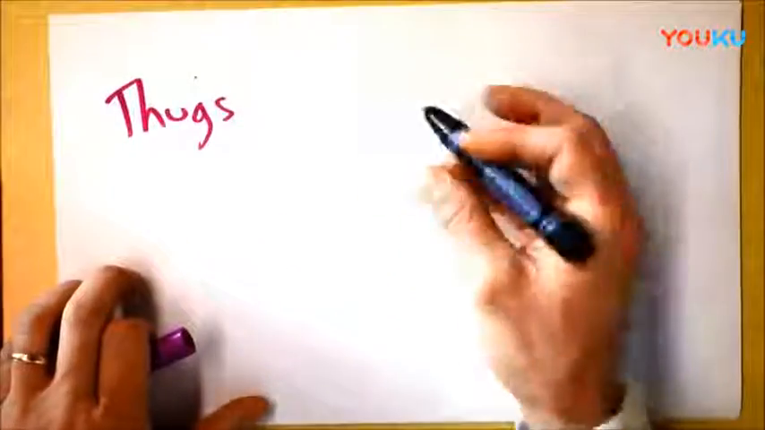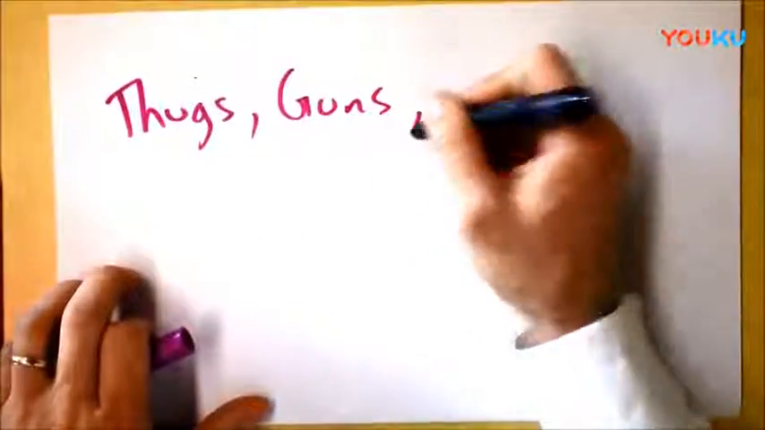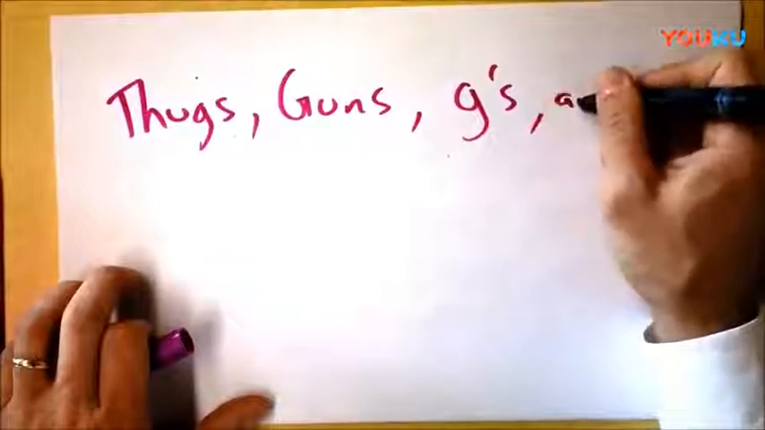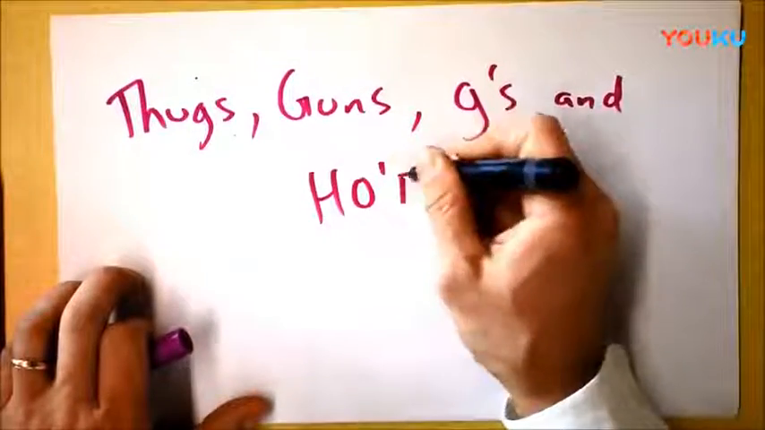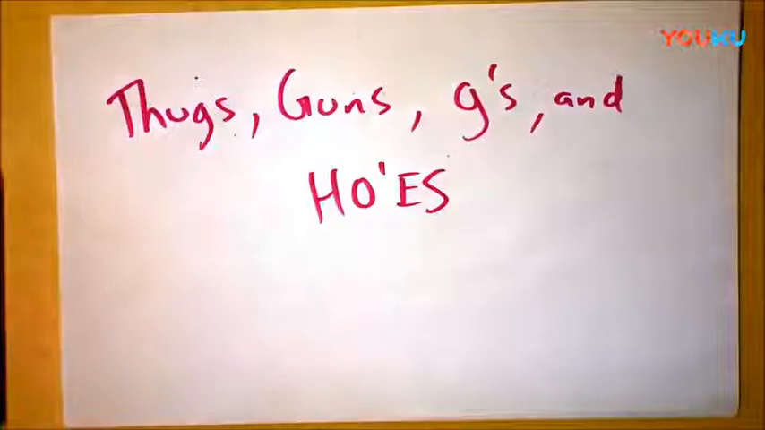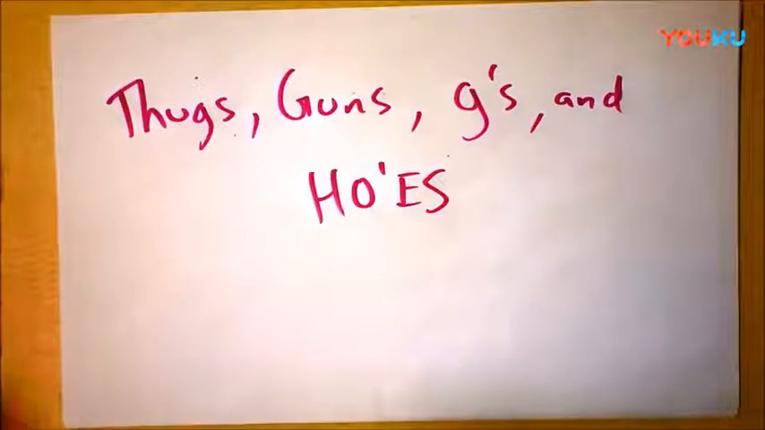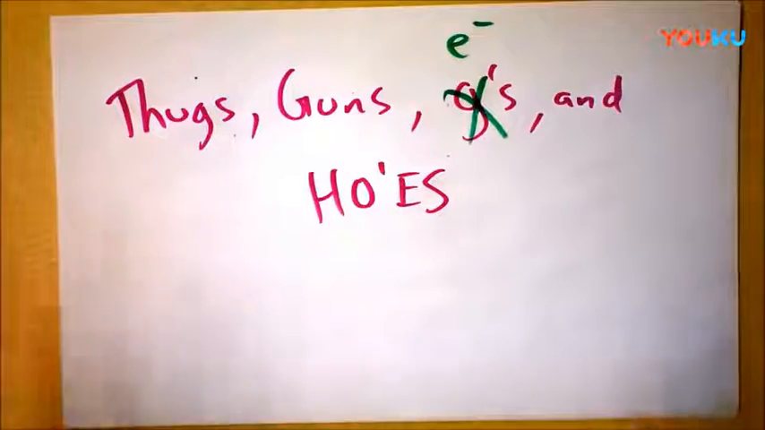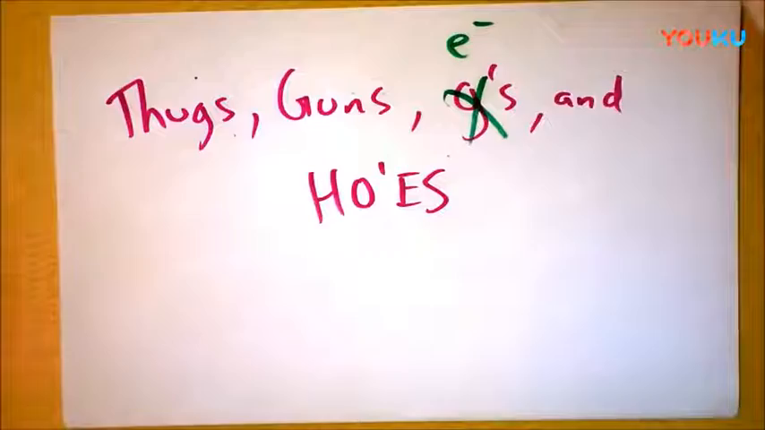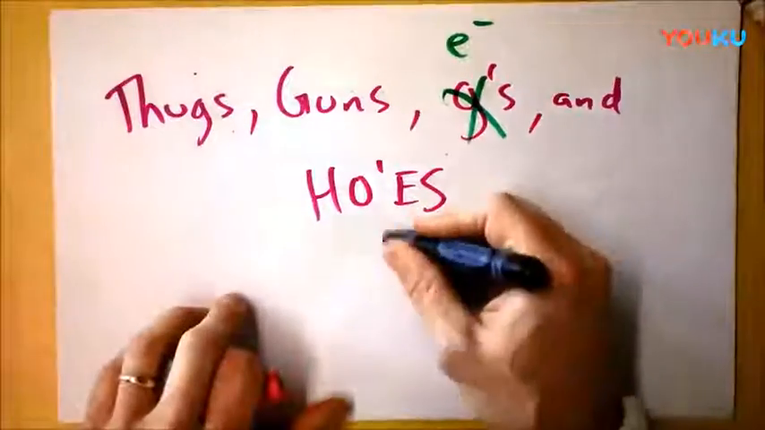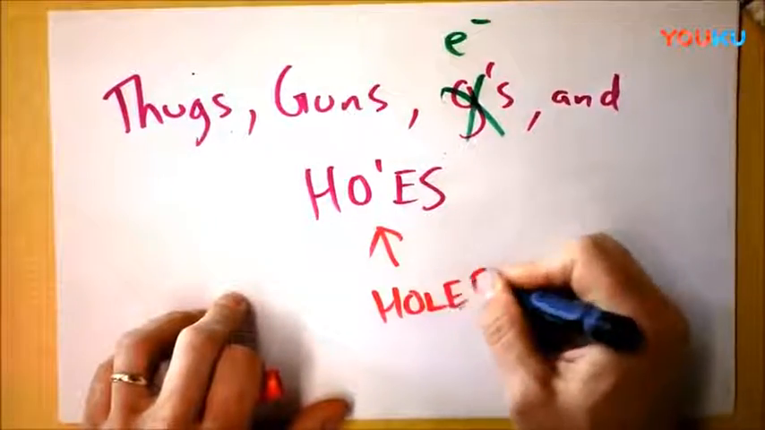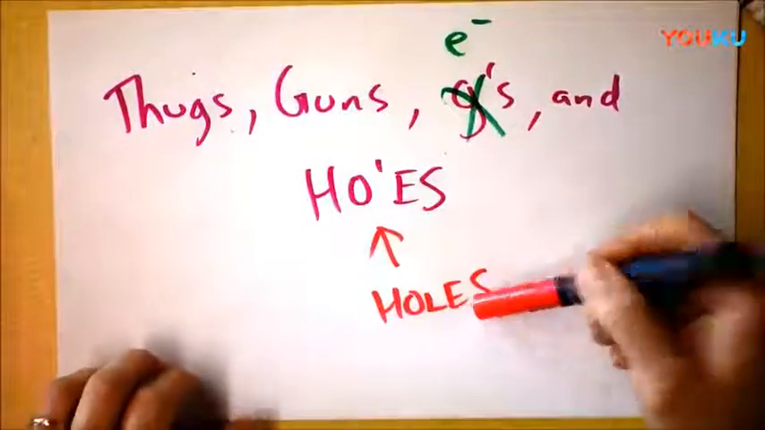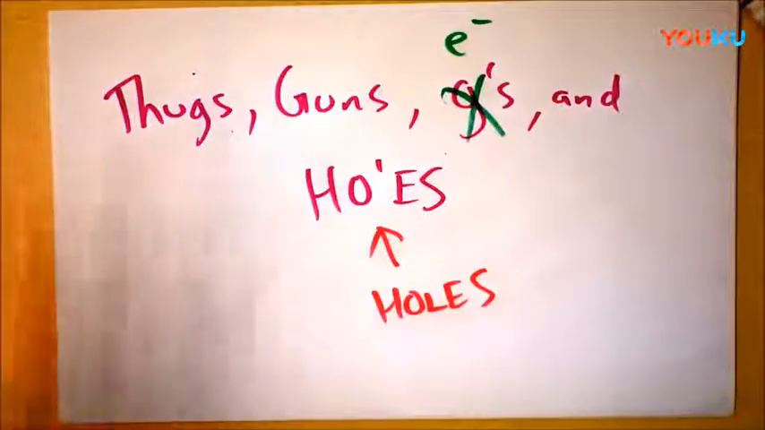The diode is a story of the interaction of 4 things. It's about thugs, guns, G's, and hoes. And you know what I'm talking, oh, sorry, not G's. E's. Thugs, guns, E's, and H's, and I'll get to how all these play in. A lot of times I don't pronounce my L's very well. This is actually holes, and we'll see how the E's and the holes move throughout a semiconductor region.